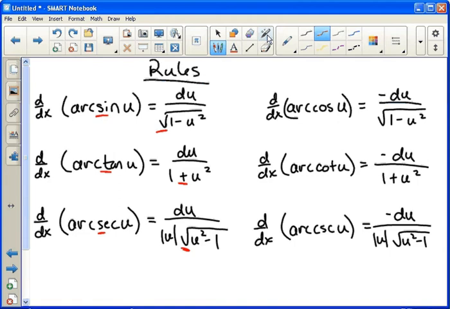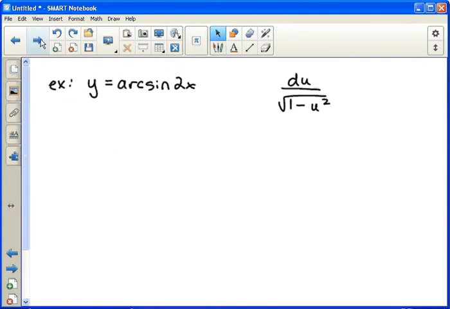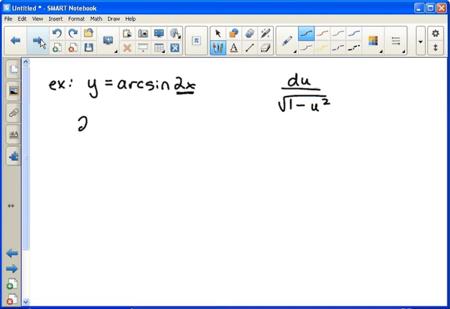Okay, first example, arcsine of 2x. And I've written out that rule over to the right to help us. In this case, our u is the 2x. You use whatever's inside the trig function, or the inverse trig function. So if my u is 2x, my du would be 2, the derivative of 2x. Then I do 1 minus 2x squared.